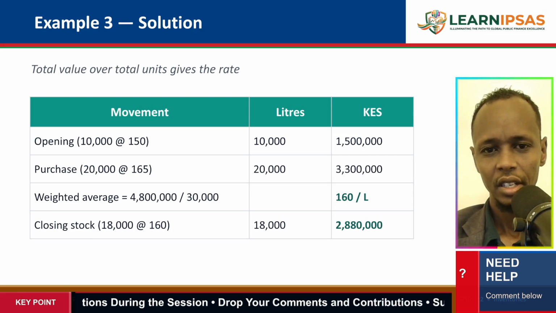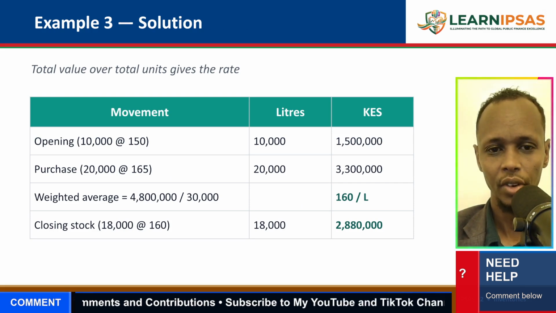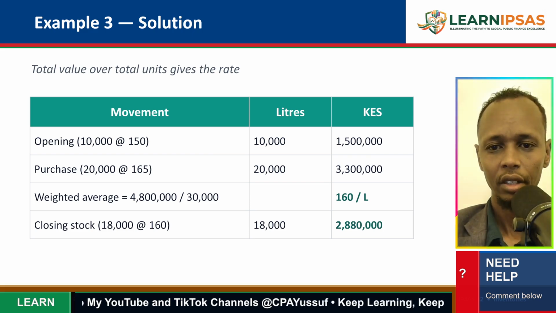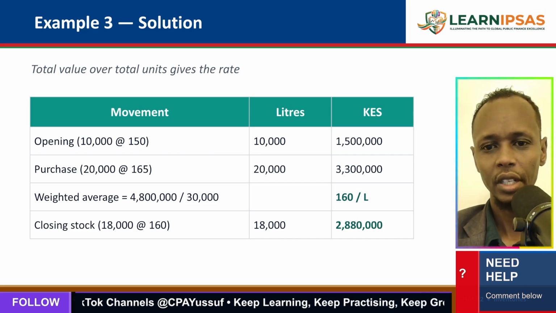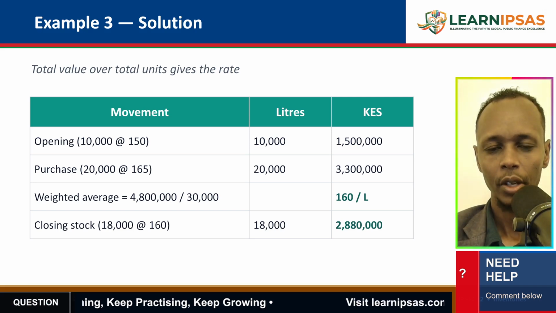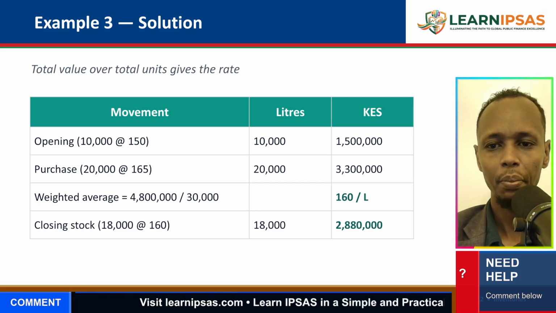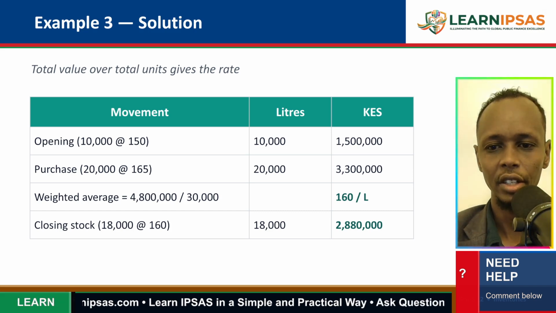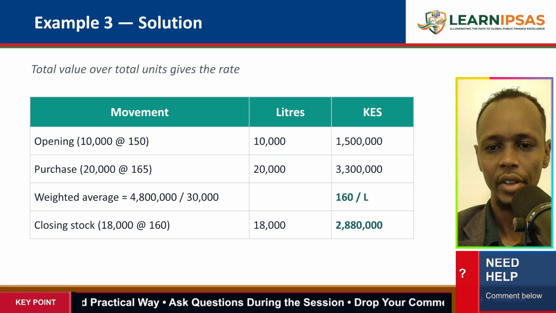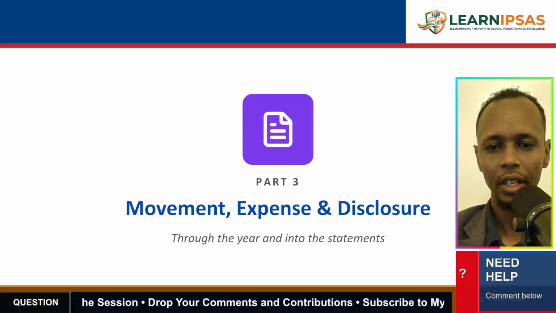So here, first, you will come up with this table. Opening balance is 10,000 times 150. That is 1.5 million. Purchase is 20,000 times 165. That is 3.3 million. So if you total those together, 1.5 plus 3.3, that is 4.8 million. If you divide 4.8 million by 30,000, you will get 160 per liter. So if you are valuing your closing stock, the 18,000, you will multiply by 160. That will give you a figure of 2,880,000.